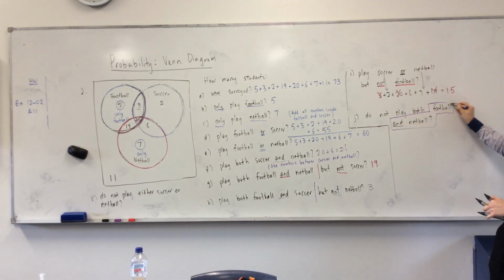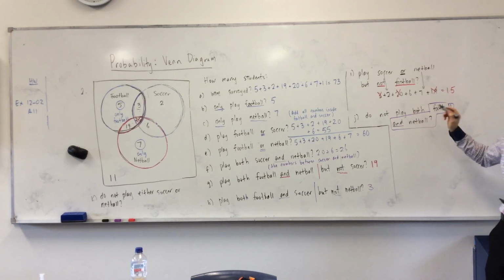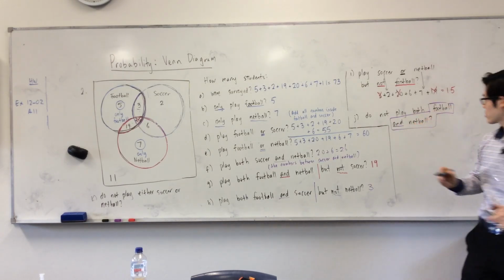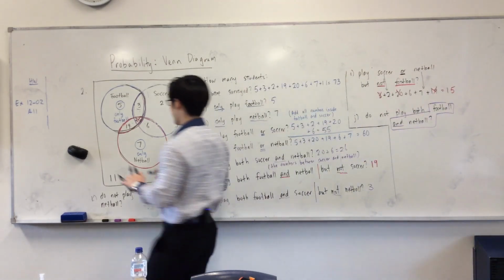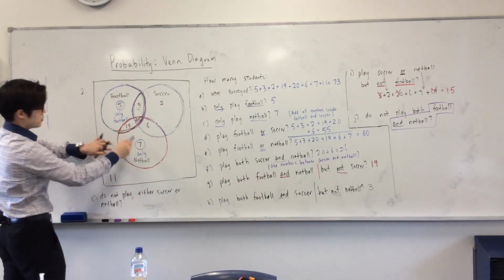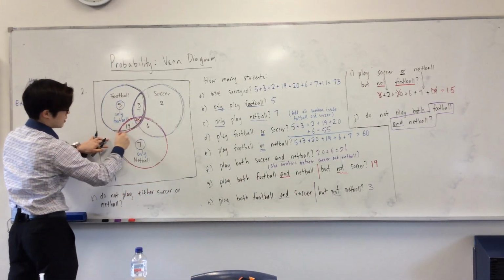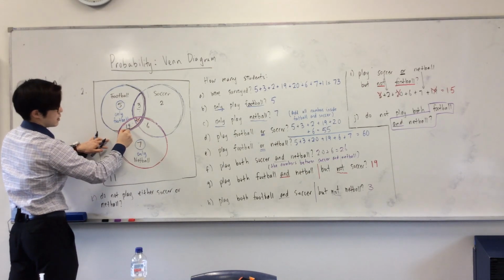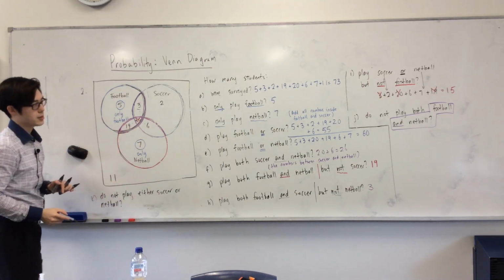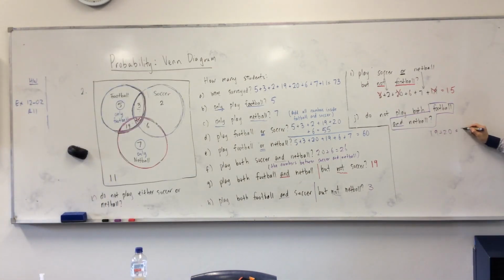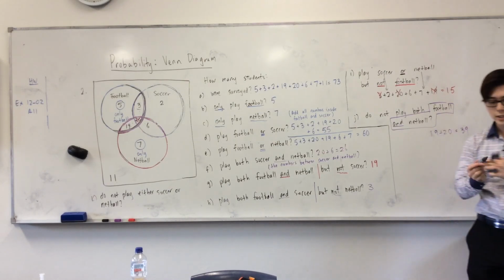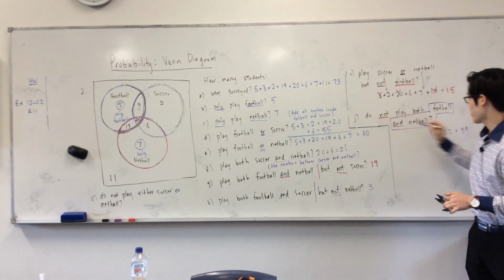Okay? So football and netball, and means in between the circles. So football and netball in between the circles. Football and netball in between the circles is here again. 19 and 20. So 19 plus 20. That's 39. However, the question is not that.